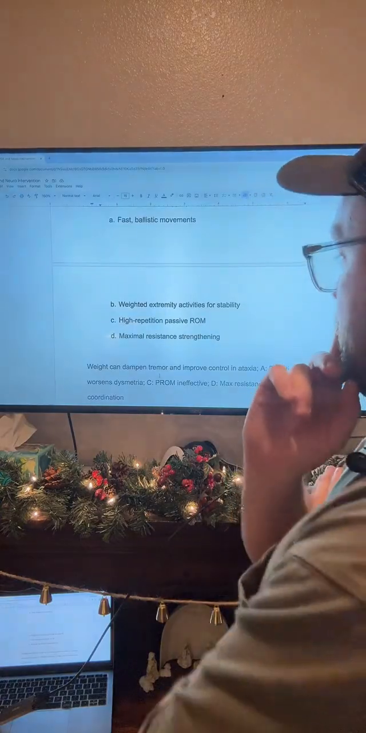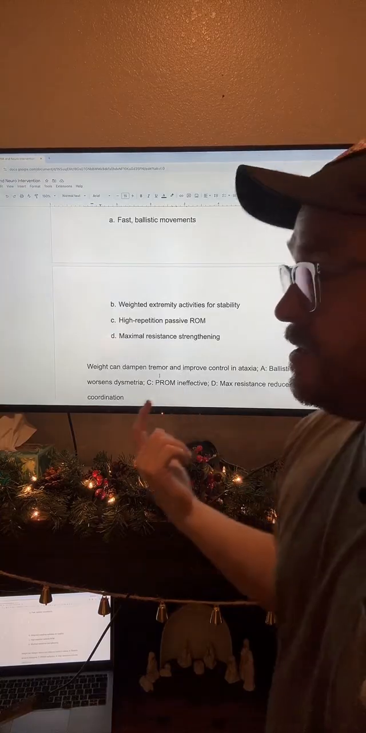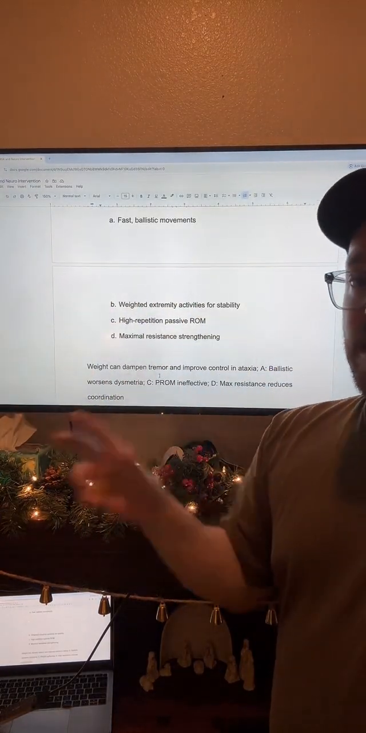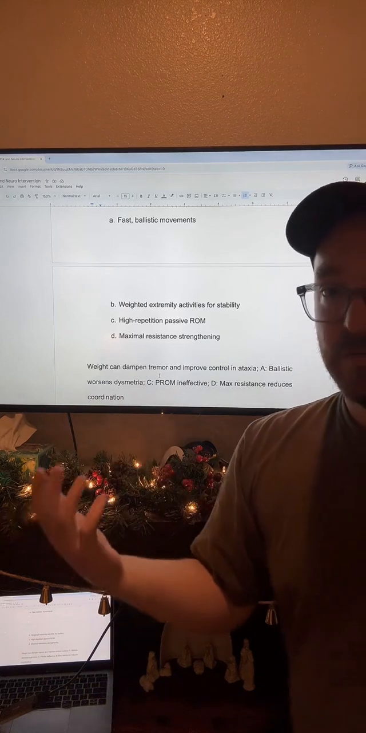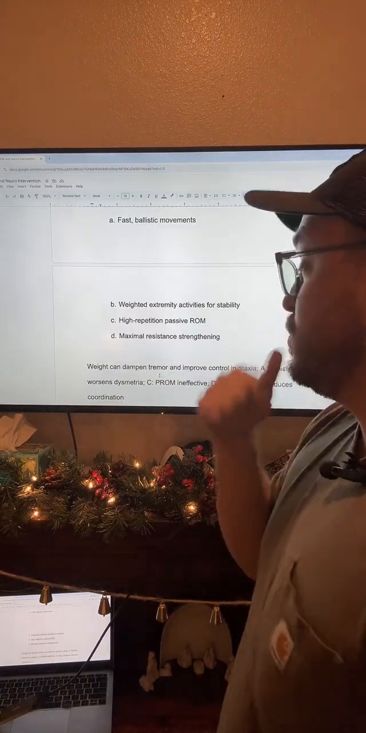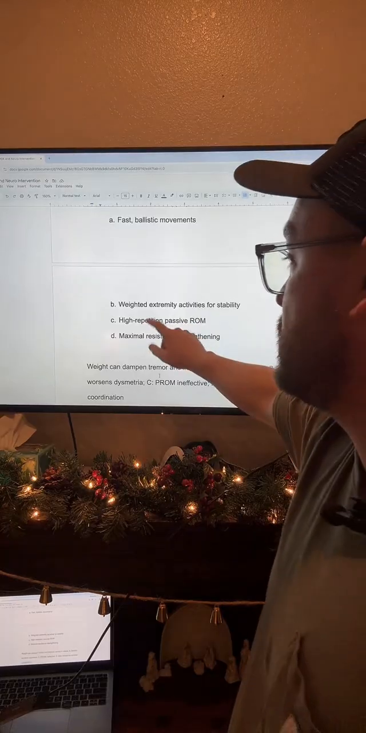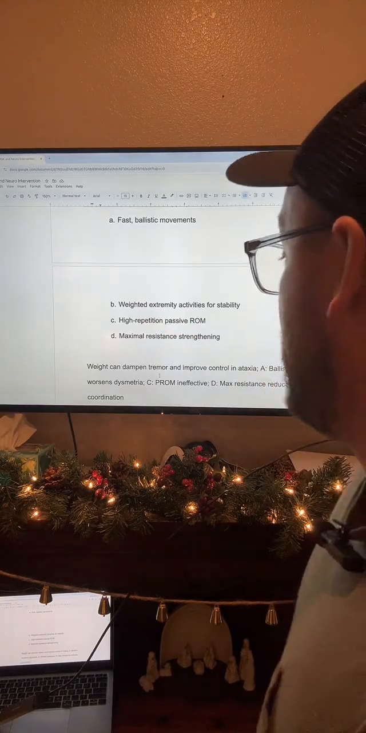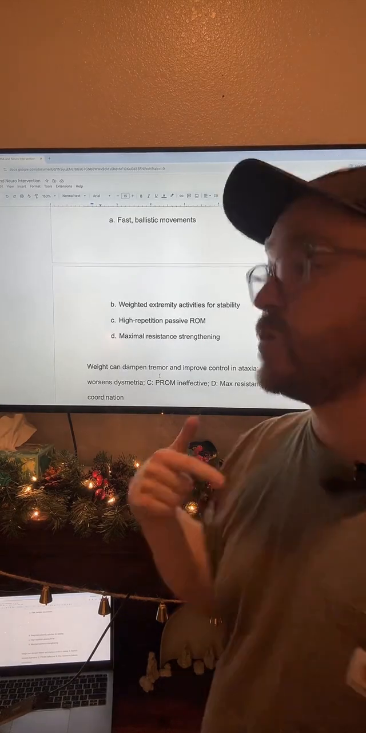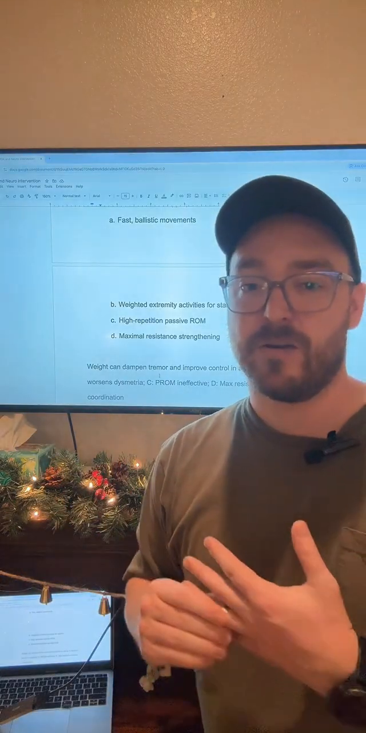So yeah, I don't even remember where I was. Oh, high repetition active range of motion could be good because if it was a cerebellar infarct causing the ataxia, then high repetition active range of motion is going to be helpful. If it was more task specific, then active range of motion would be great, but it's passive range of motion, so that's why that is a bad choice. And if you use maximal resistance strengthening, it's going to reduce coordination because they're having to contract with higher levels of force, and so the coordination is going to be impaired.